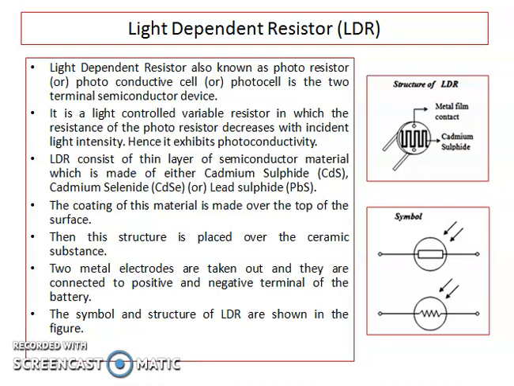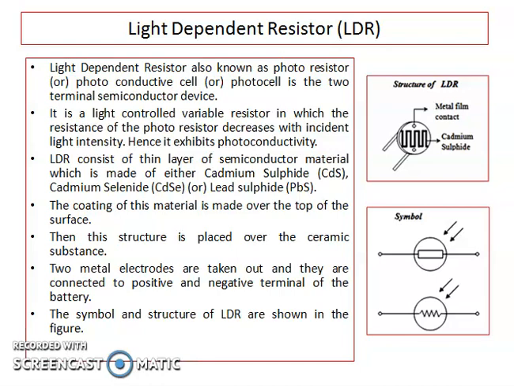Next we will see the light dependent resistor. Normally we call it an LDR. It is not a diode, so it has no PN junction. Light dependent resistors are also known as photoresistors, photoconductive cells or photocells. It is a two-terminal semiconductor device. These are light controlled variable resistors in which the resistance of the photoresistor decreases with the incident light intensity. Hence, it exhibits the photoconductivity property.